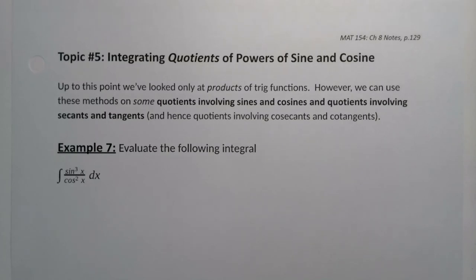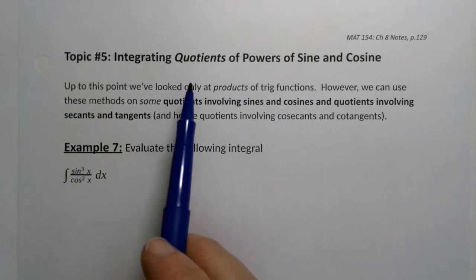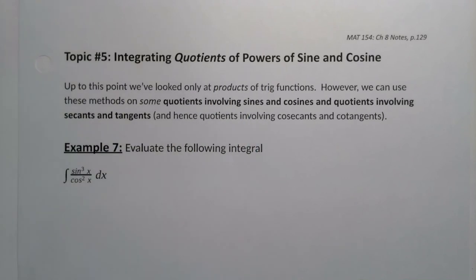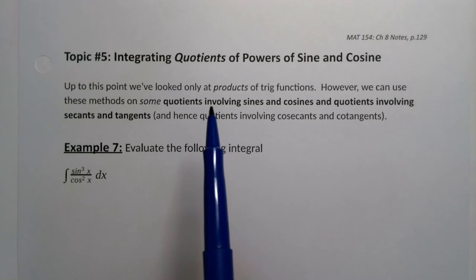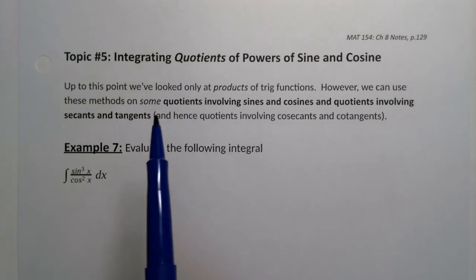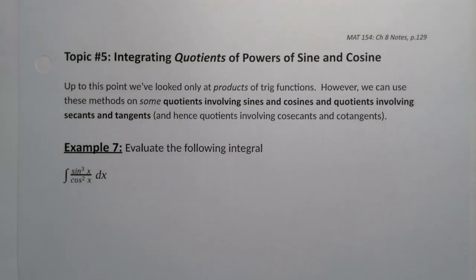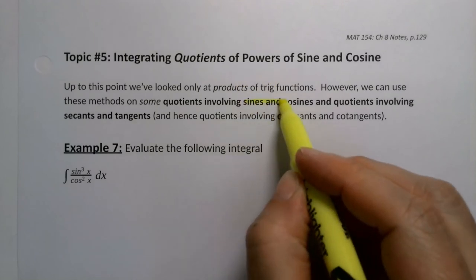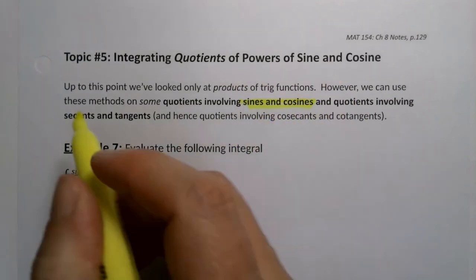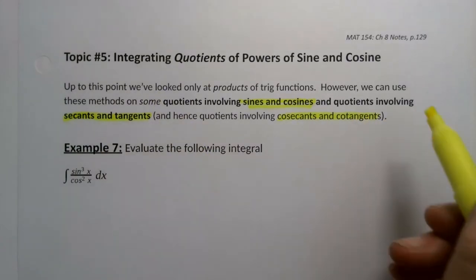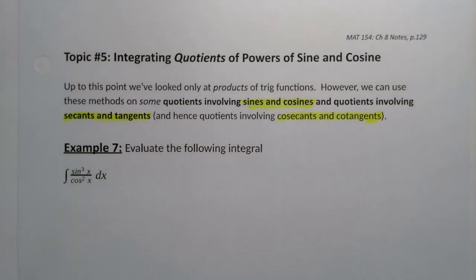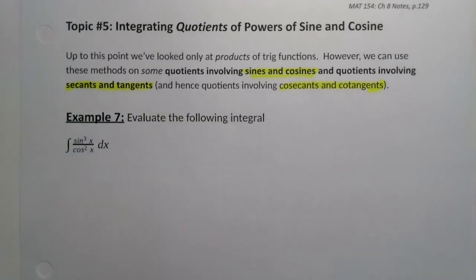Our last example here is looking at quotients of powers of sine and cosine. So we've only looked at products up to this point. We were multiplying and taking things to a power, but we can use those methods for some quotients, not all of them. For some of them, if it involves sine and cosine, or secant and tangent, and also cosecant and cotangent, right? So your three pairs are sine with cosine, secants with tangents, and cosecants with cotangents. Those are the combos.